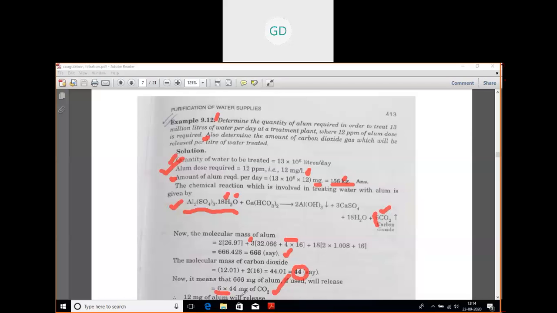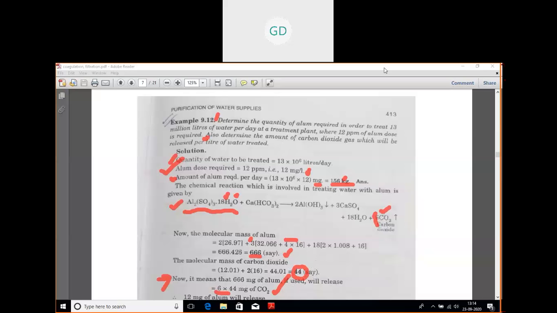So the line you should write like this. Now it means that 666 milligram of alum, here you got the amount of alum. So 666 milligram of alum if used will release 6 into 44. 44 is the CO2 molecular mass, and since here it is 6, so it is 6 into 44 milligram of carbon dioxide gas.